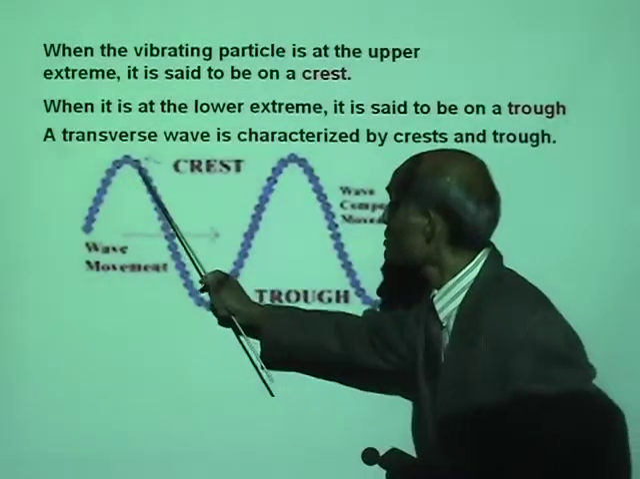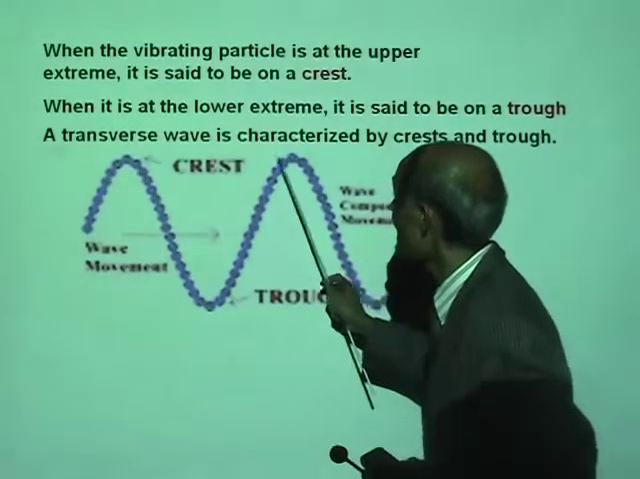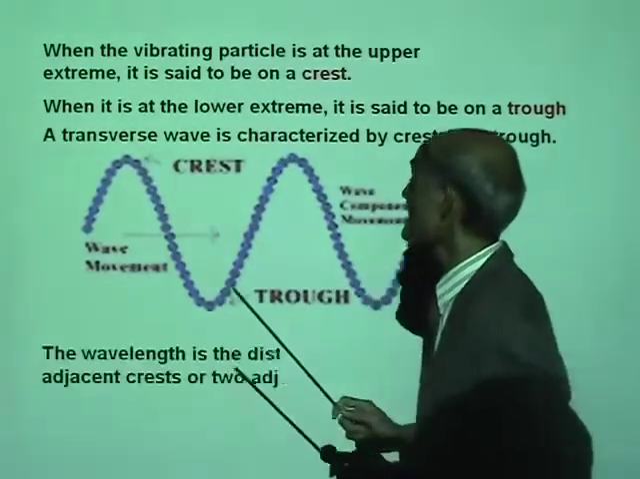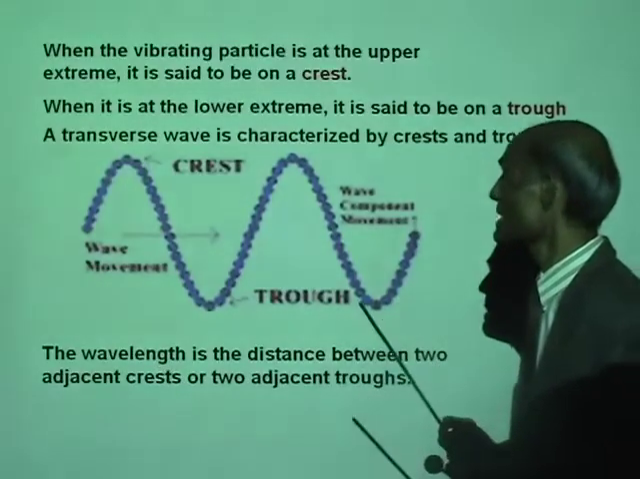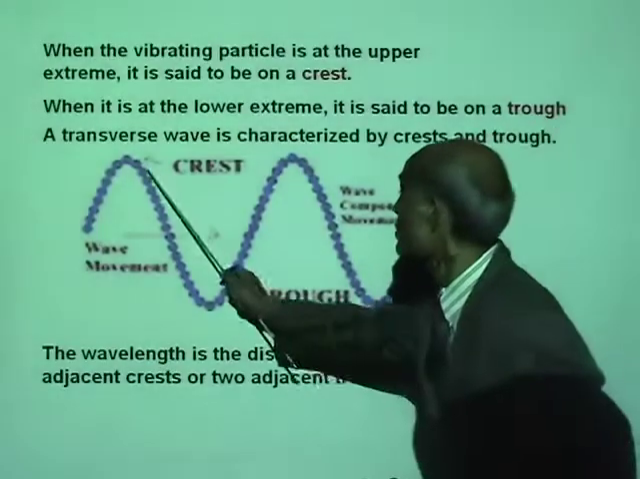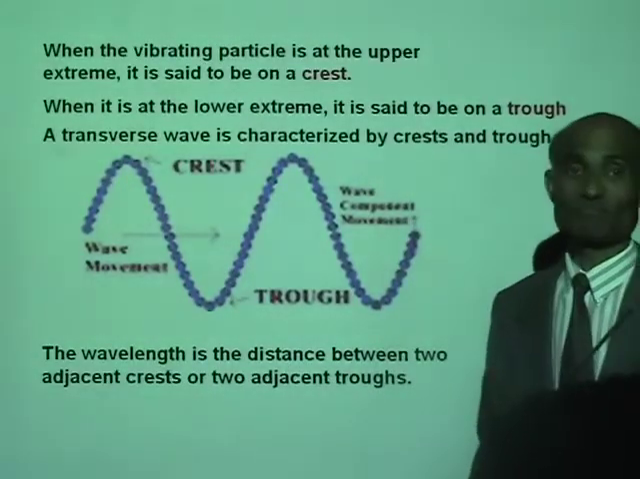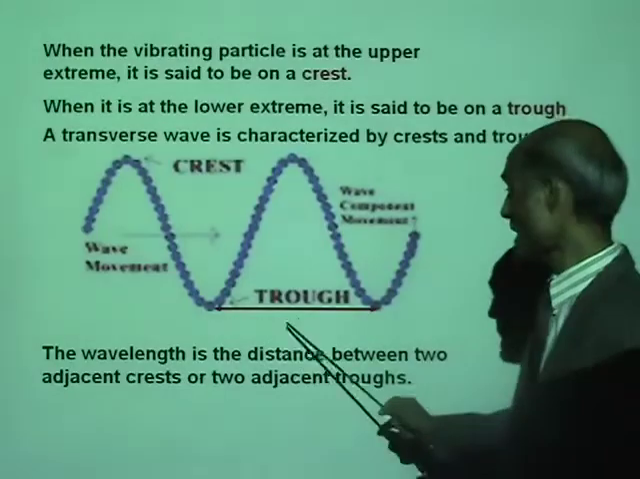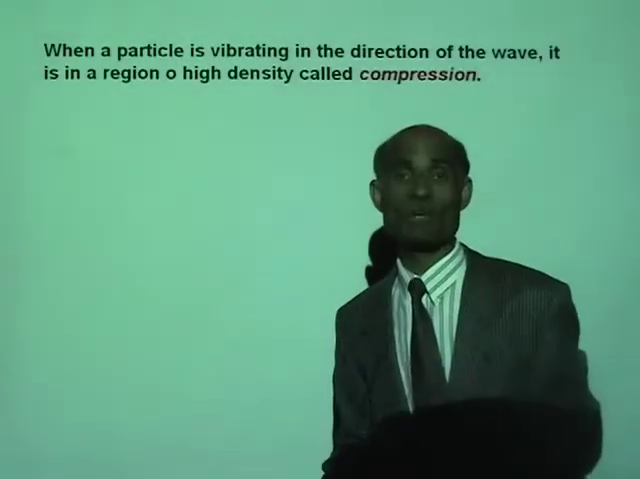And the distance between a crest and a crest is a wavelength. The wavelength is the distance between two adjacent crests or two adjacent troughs. Alright, so that is a wavelength. How about a longitudinal wave?